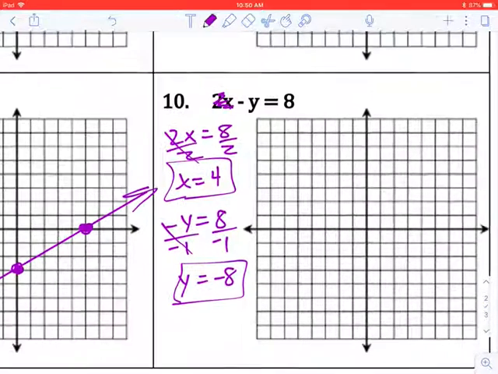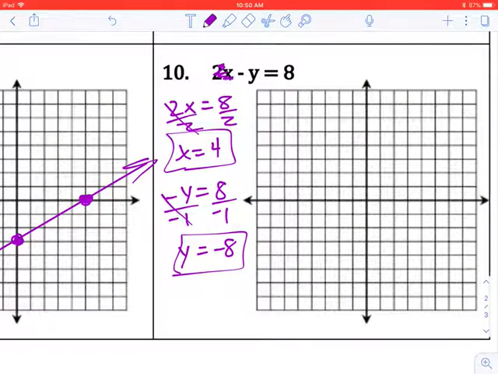So let's graph. X is 4, 1, 2, 3, 4. And then the y value is negative 8. So 1, 2, 3, 4, 5, 6, 7, 8, all the way down at the bottom. And so graph our line. There we are.